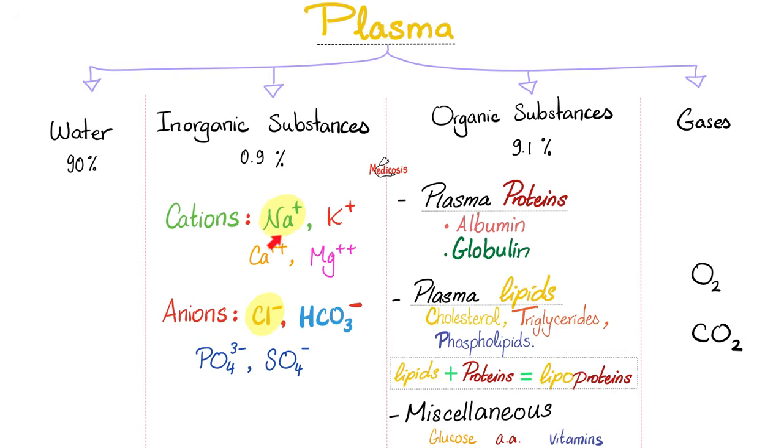They are always playing with sodium. How about the anions, the negative charges, negative electrolytes? You have chloride, bicarbonate, phosphate, sulfate. Which one is the most abundant? Chloride. Sodium chloride make a great couple.